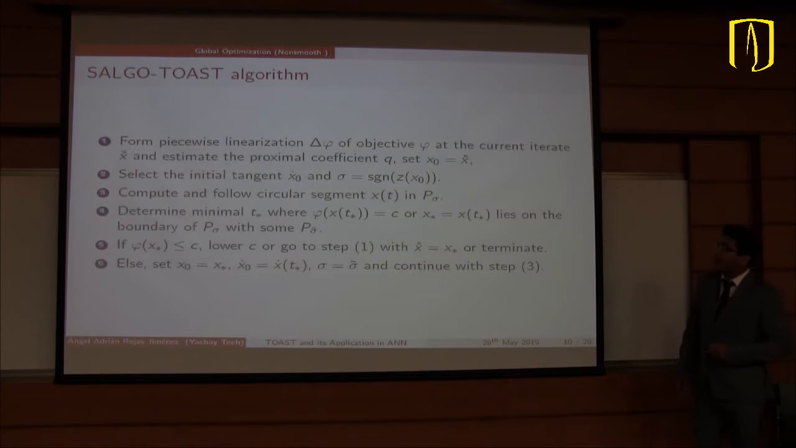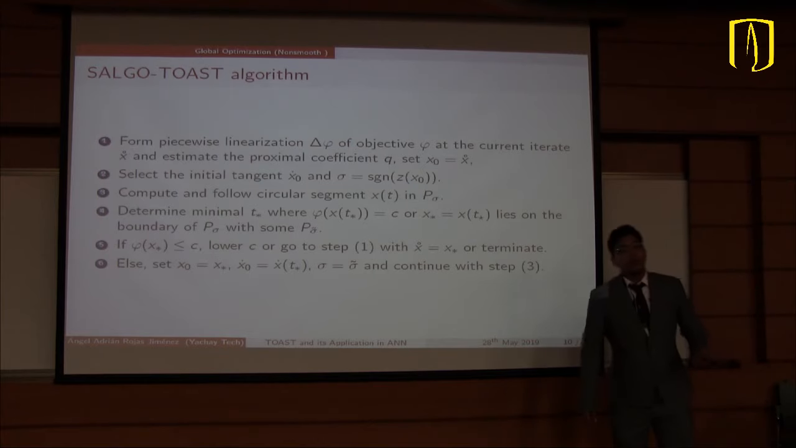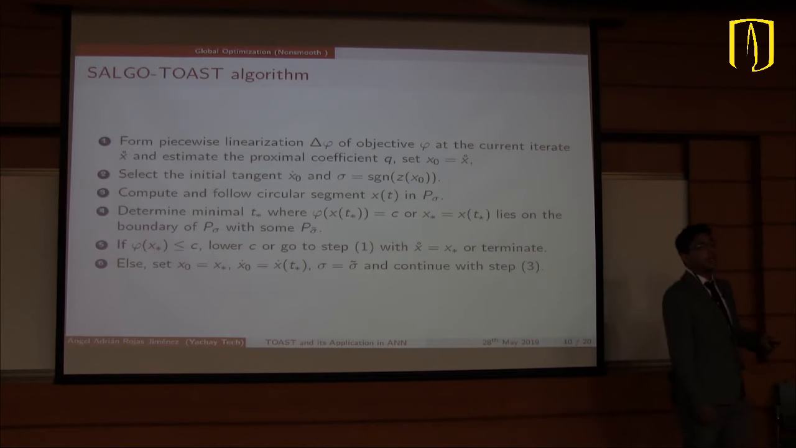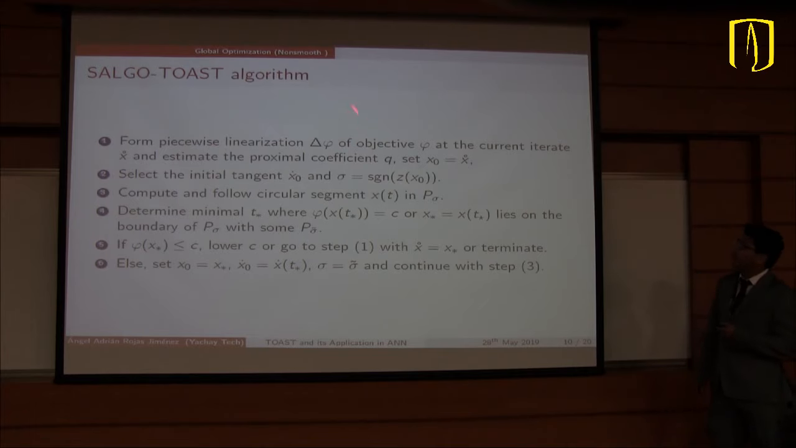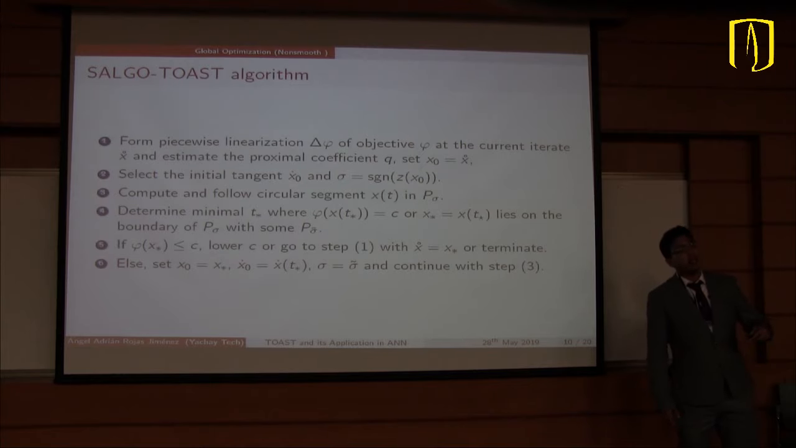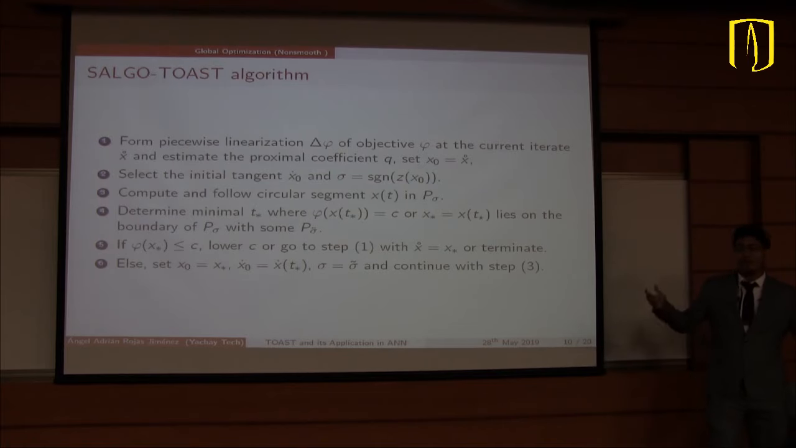So, our algorithm is the following. We have our prediction model, phi, and then we make a piecewise linearization of it. Then this piecewise linear model is referenced at an arbitrary point of the domain of our prediction model. Then we select arbitrarily, but arbitrarily.